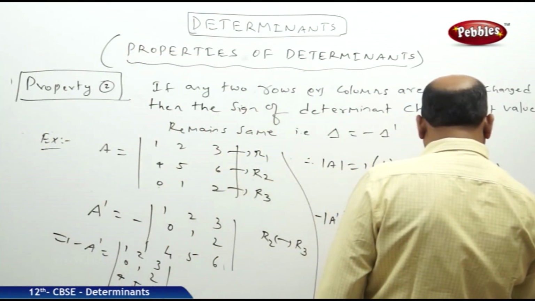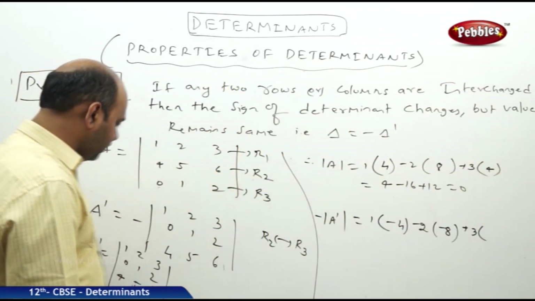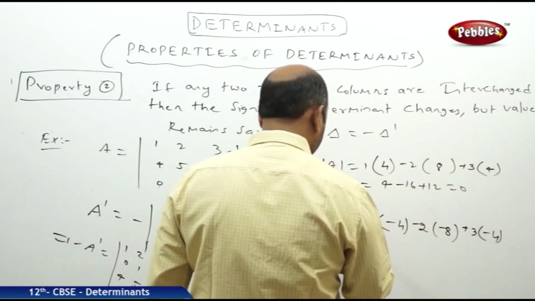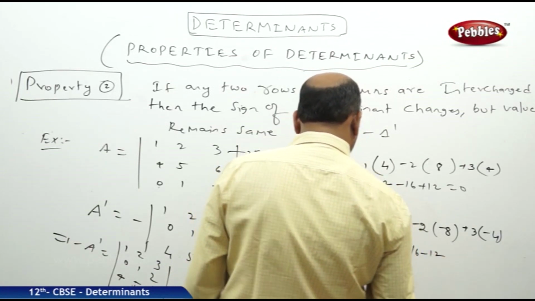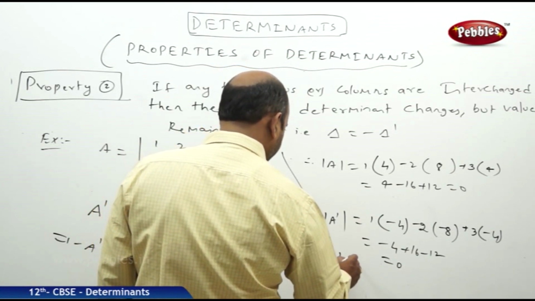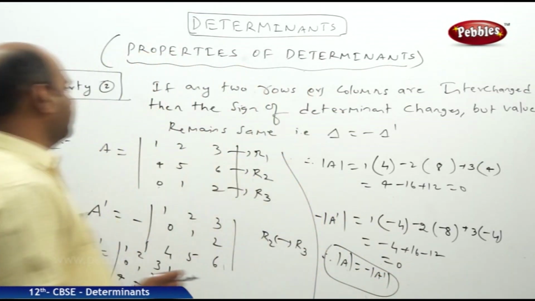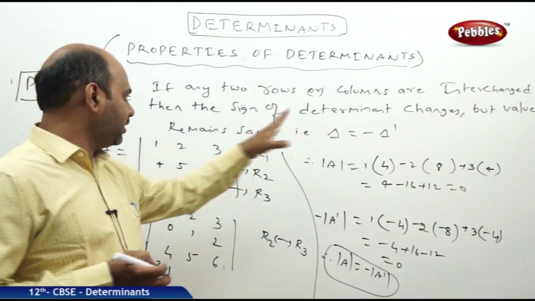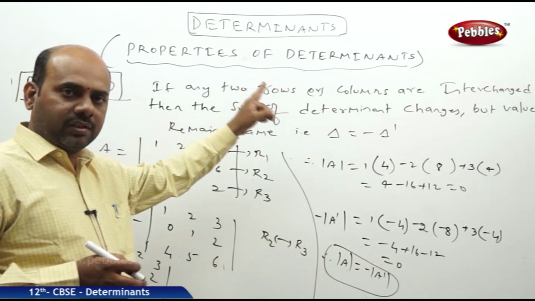And later, plus 3 into its minor, 0 into 5, and here minus 4. Right? So what happens here also? Minus 4 plus 16 minus 12. It is also becoming equal to 0. Therefore, determinant of A is equal to minus determinant of A dash. So what can we conclude? If any two rows or columns are interchanged, the sign of the determinant changes but the value remains the same. That is the meaning of delta is equal to minus delta dash.